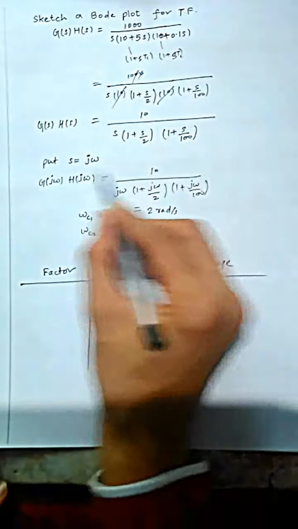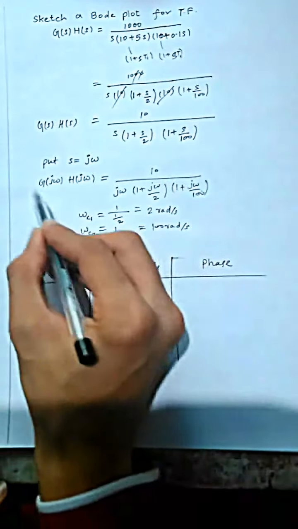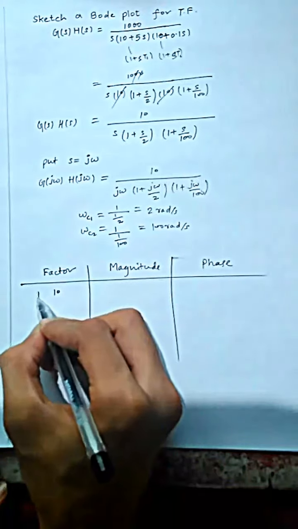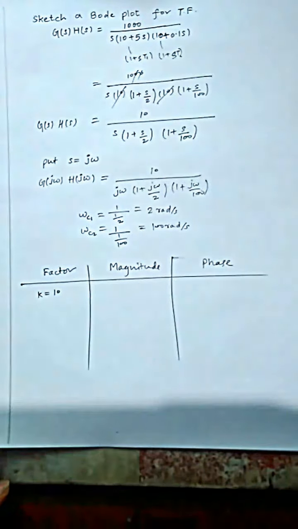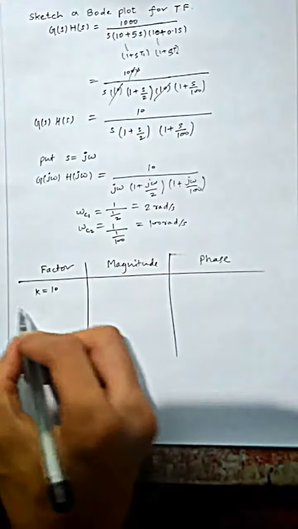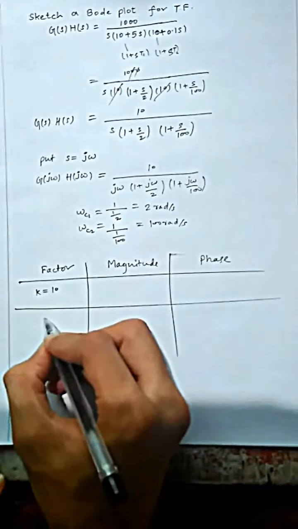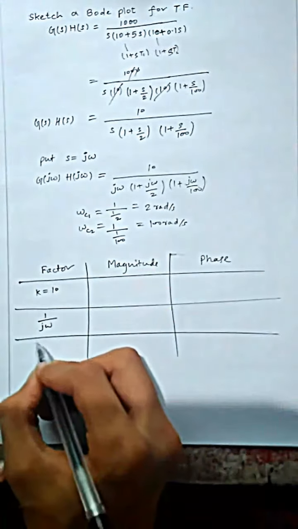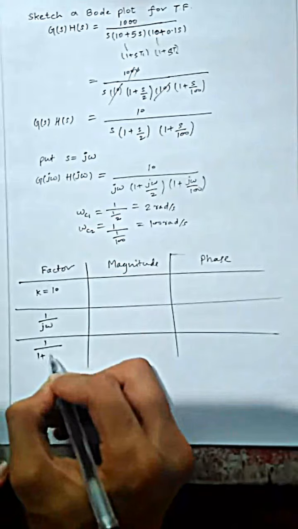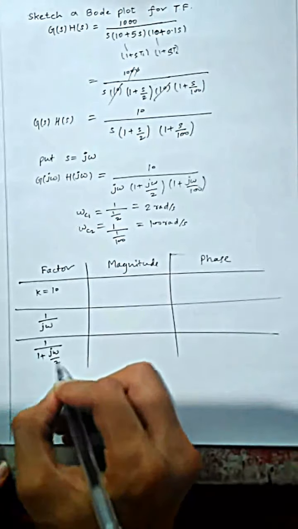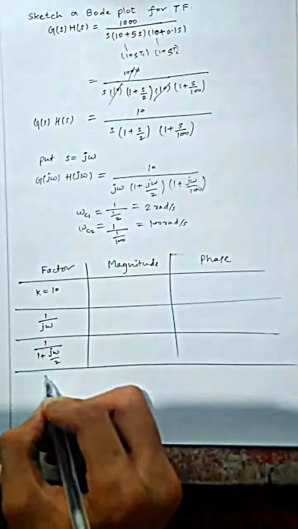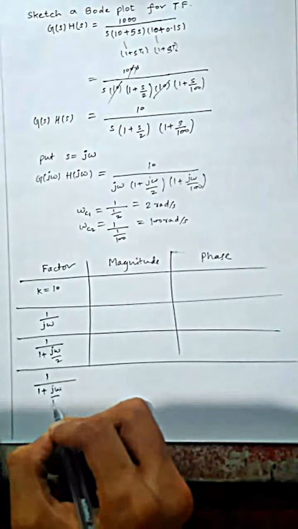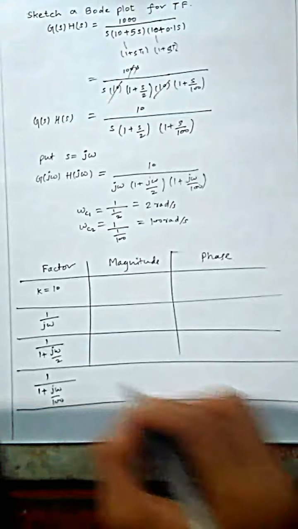The first factor which we get from this equation is 10, which we call K, the gain. Then the second factor is 1 upon j omega. Then the third factor is 1 upon 1 plus j omega by 2. And the last factor is 1 upon 1 plus j omega by 100. These are the factors.